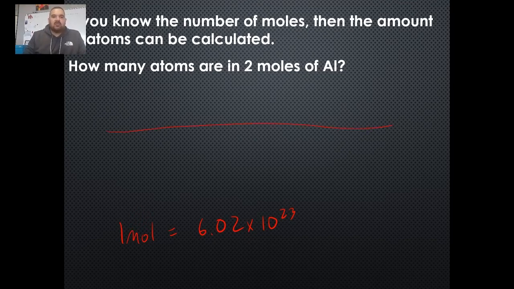So we're just going to use our dimensional analysis here. Our given information goes in that first box, and we have 2 moles of aluminum. So because we have moles in this box, we need to put moles in this bottom box. So we're going to put 1 mole of aluminum here. And we know that 1 mole of aluminum is equal to 6.02 times 10 to the 23rd. And that's going to be atoms of aluminum.